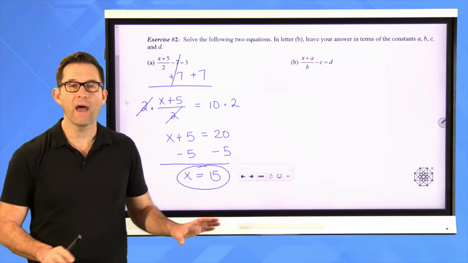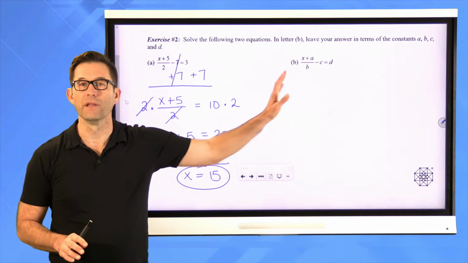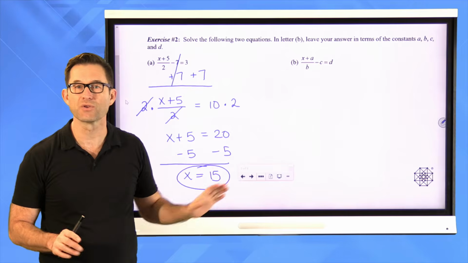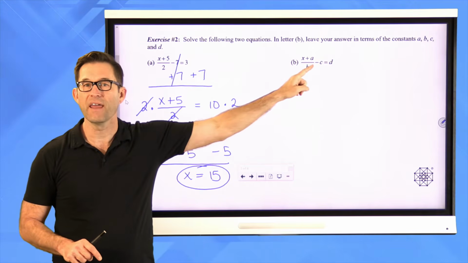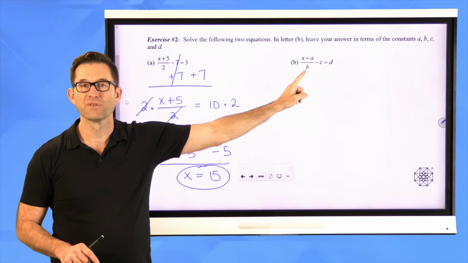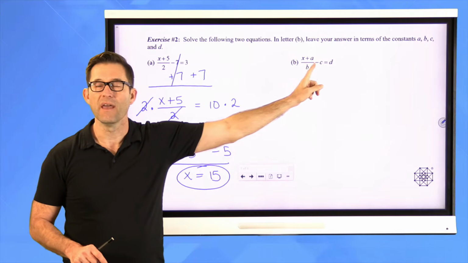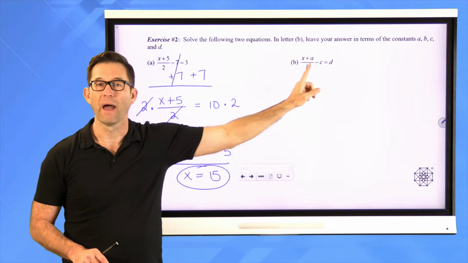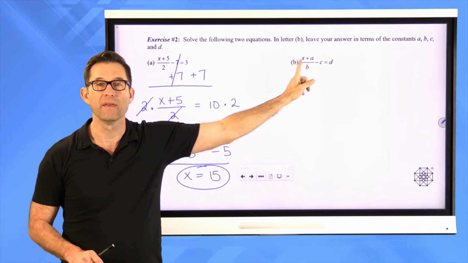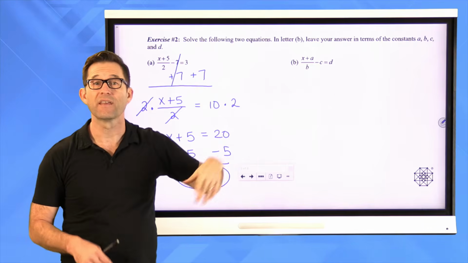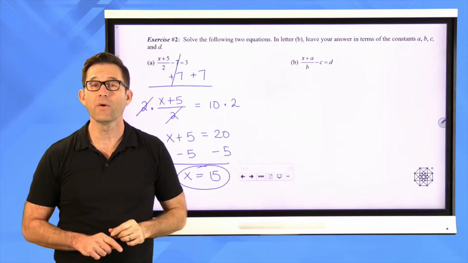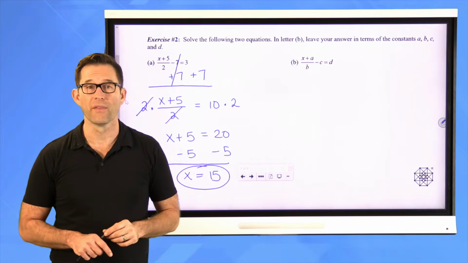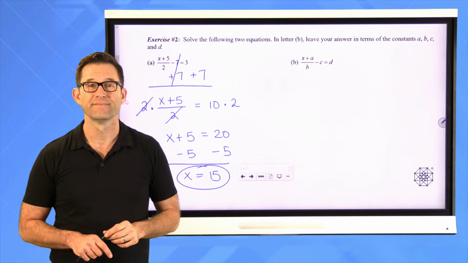Okay, so now what you want to do is literally look at this equation. They have exactly the same structure. In this equation, I've added a to x, I've divided that result by b, and then I've subtracted c, and my result is equal to d. I want to now reverse all of that by adding c, multiplying by b, and subtracting a to get a final answer. Pause the video now and see if you can figure out what x is equal to in terms of all those other unspecified constants.